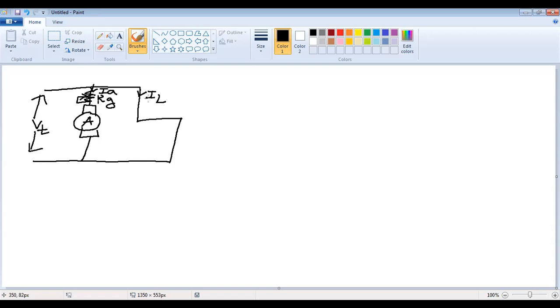This is the current which is passing through the field. The field is here, marked SS. The current passing through the field is called the field current, and the current passing through the armature is called the armature current. The armature current passes not only through the armature but also through RG, the external resistance. That is the circuit diagram of the shunt motor.